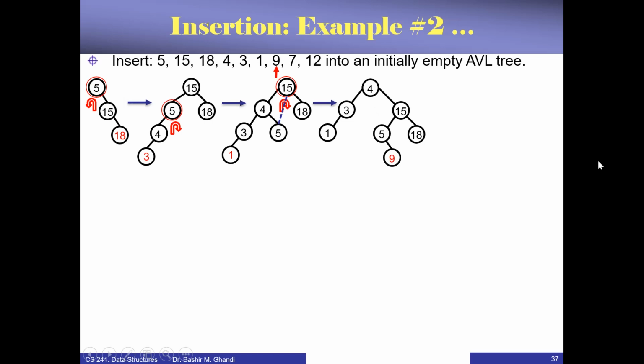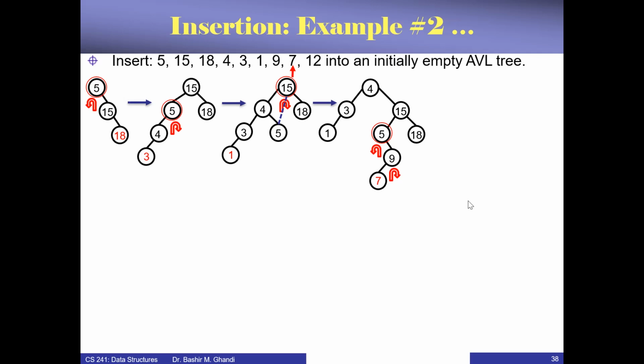Okay, inserting 9 will end up there, no issue at all. But when you insert 7, there's an issue with 5. 5 has nothing on the left but 2 on the right. What type of problem? It is right-left. So we need to do 2 rotations. Rotate 9, the right child, to the right, and then 5 to the left.